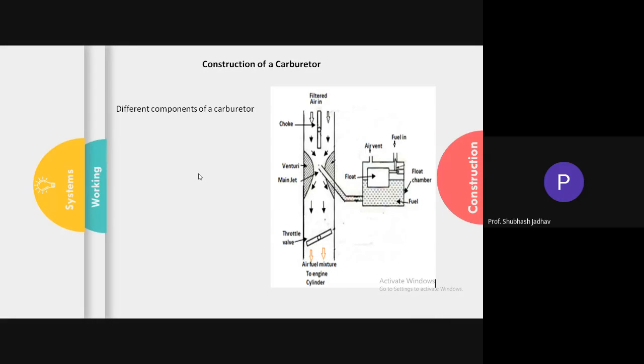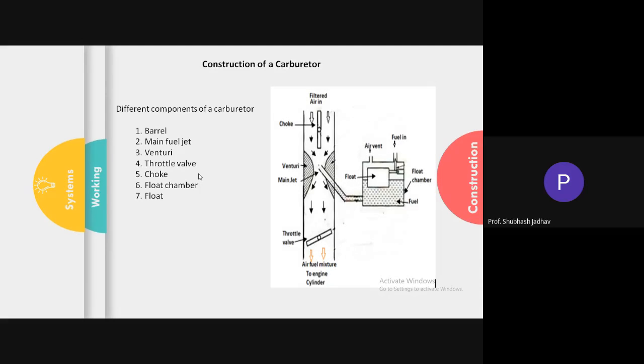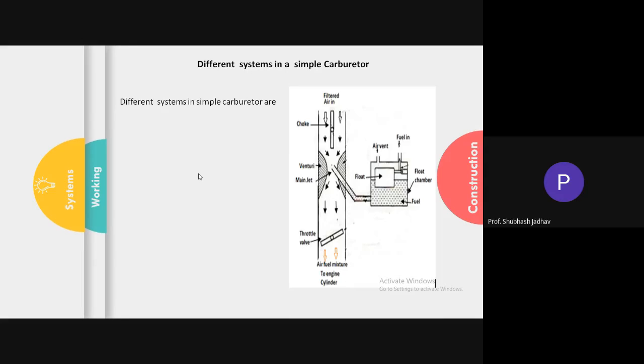So these are the different components as we have discussed. Now let us move on to discuss different systems in a simple carburetor. Okay, so what are the different systems? This is a simple carburetor. We have the main metering jet system, called the main metering system. What is the main metering system? That system which meters the fuel and supplies it to the engine is called the main metering system.